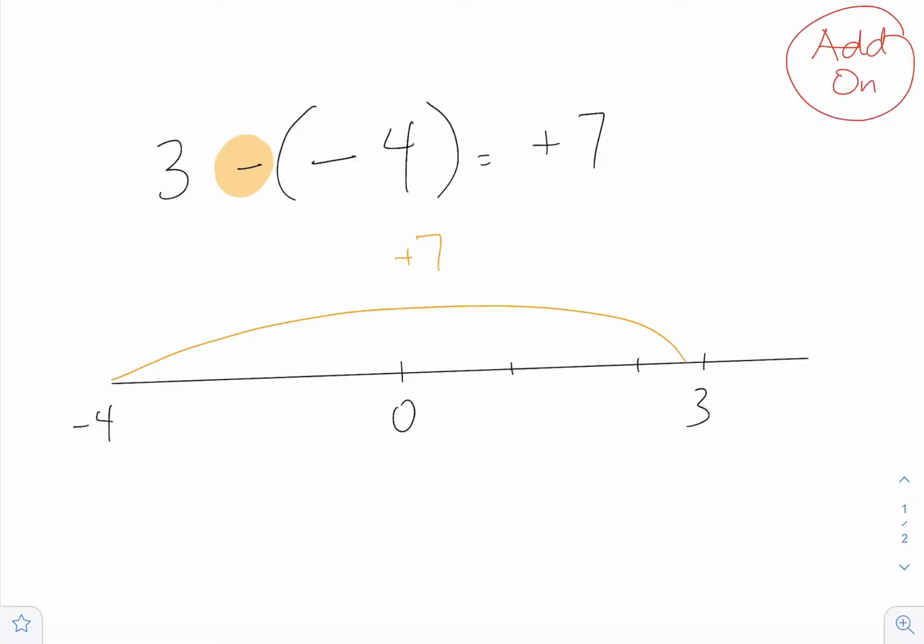All right, how about you do one question, and then we'll end this tutorial. Can you please do this question? 10 minus negative 3. Press pause now and go ahead.